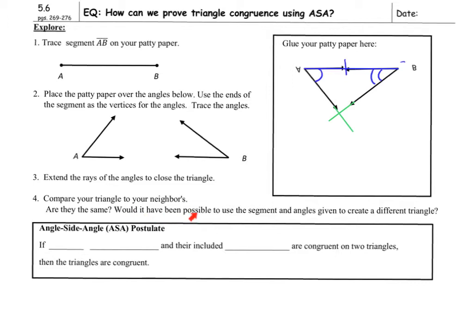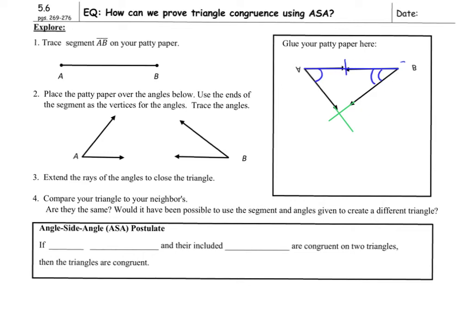Would it have been possible to use the segment and angles given to create a different triangle? So if you look at this segment and these two angles, can we create a different triangle? And the answer is no, because this angle is going to be the same angle measure no matter what orientation your triangle is. And this angle for angle B, it's always going to be that same angle measurement. And this segment, it's always going to be the same length. So no matter what, if we use these three pieces, it's always going to create the same triangle.